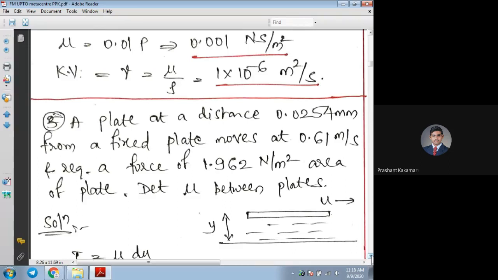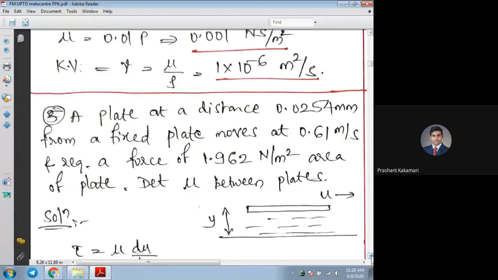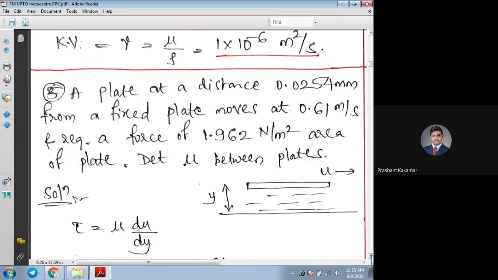Y is 0.0254, U is 0.61. The equation you can write in either of two forms. First form: the shear stress is equal to viscosity into velocity gradient, du by dy, or you can write tau equal to mu into u by y, assuming the complete liquid volume itself is a layer.